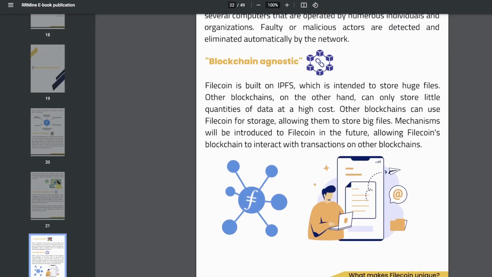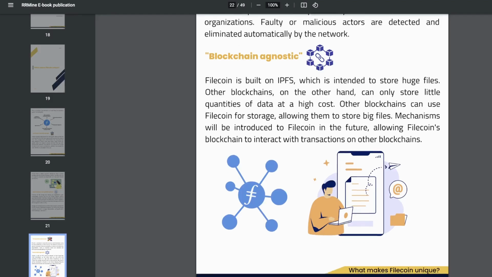Okay, basically this part is actually already implemented with the recent addition of the Filecoin Virtual Machine, but that is for another topic. So let's continue.